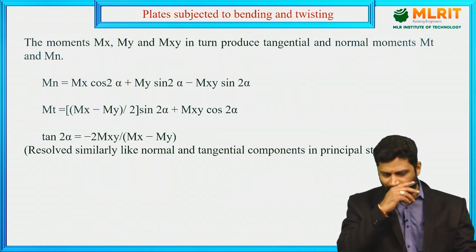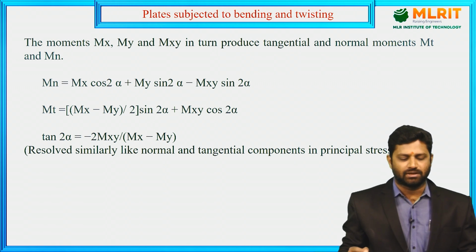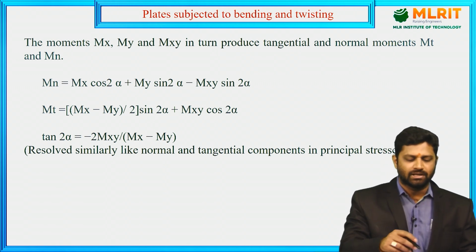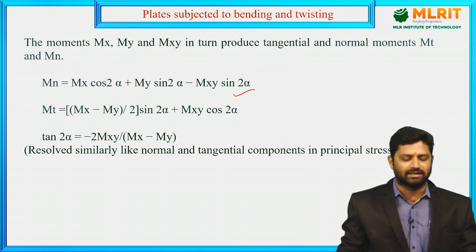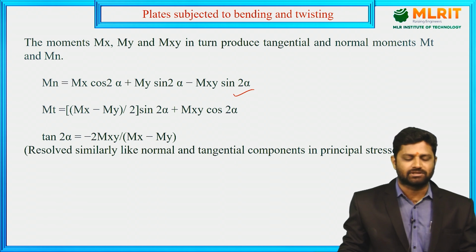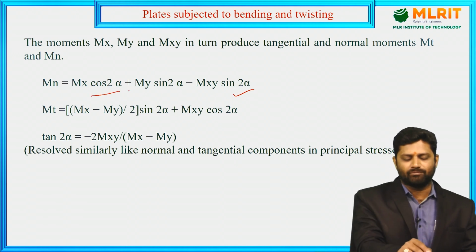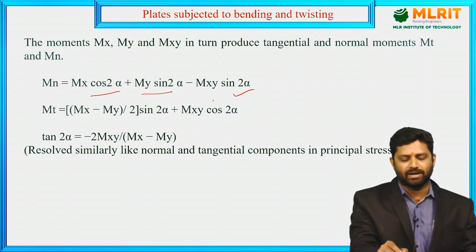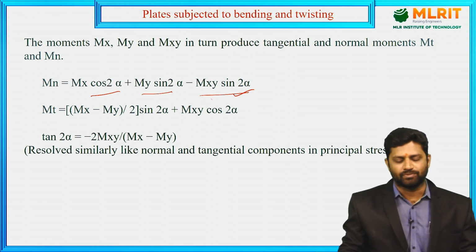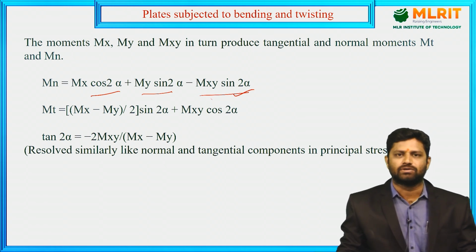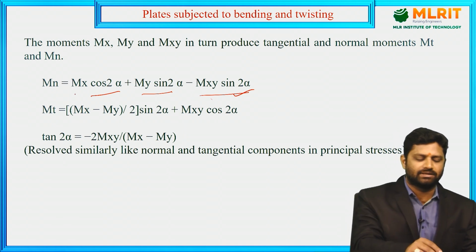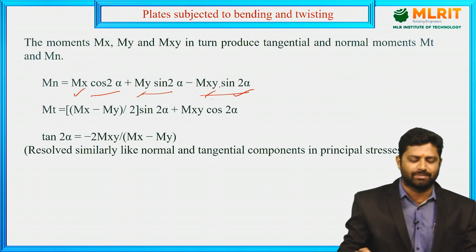So how are we going to get this? The normal moment acting on an inclined plane is given by mx cos 2 alpha plus my sin 2 alpha minus mxy sin 2 alpha. From where are we getting this? We are getting this from the principal stresses, that is, the normal stress on an inclined plane formula. Here we are replacing sigma x, sigma y and tau xy and denoting them by mx, my, mxy.